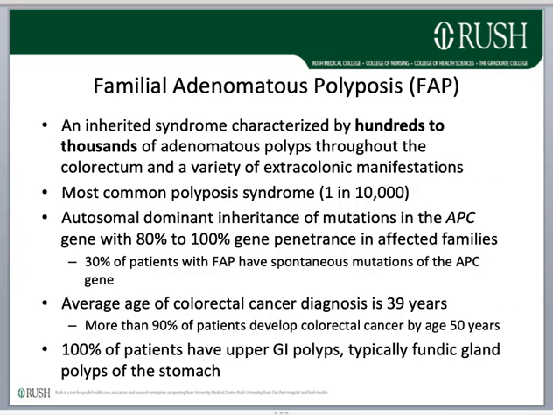Familial adenomatous polyposis syndrome is an autosomal dominantly inherited syndrome characterized by hundreds to thousands of adenomatous polyps throughout the colorectum, as well as a variety of extracolonic manifestations. It's the most common polyposis syndrome, occurring in approximately 1 in 10,000. Again, it has an autosomal dominant inheritance pattern with mutations in the APC gene and shows a high penetrance in affected families. 30% of patients with FAP, however, have spontaneous mutations of the APC gene.